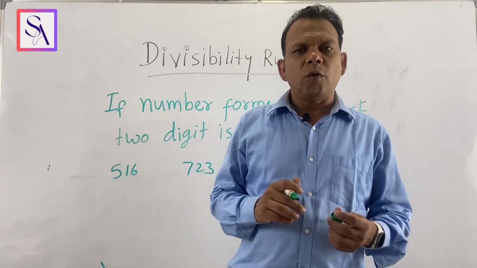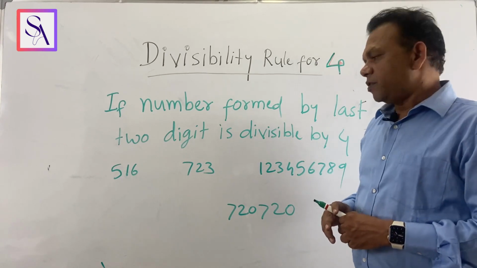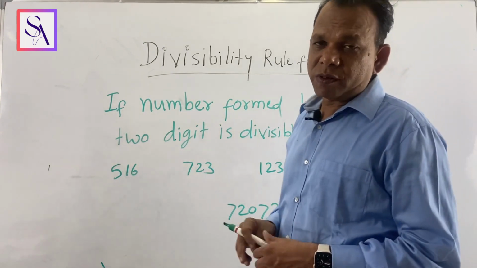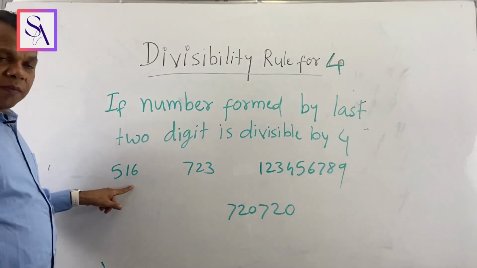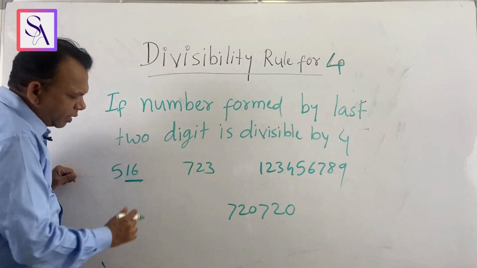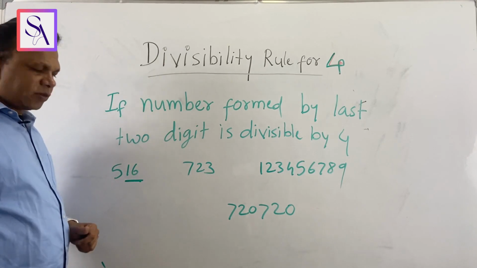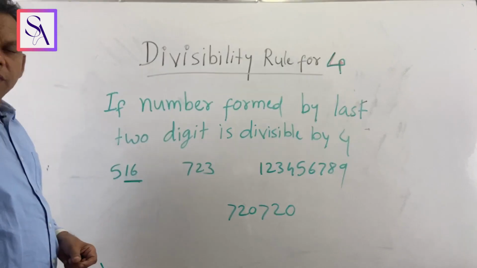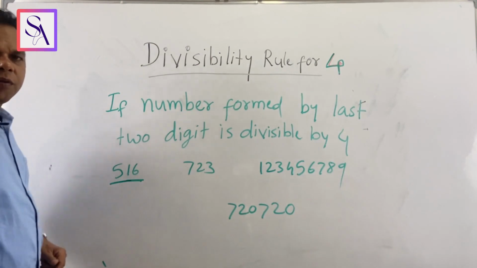Divisibility rule for 4. If the number formed by the last two digits is divisible by 4, then that number is divisible by 4. That is the rule. Take an example, this number 516. The number formed by the last two digits, 1 and 6, is 16. So is 16 divisible by 4? Yes, 4 4s are 16. Hence 516 is divisible by 4.